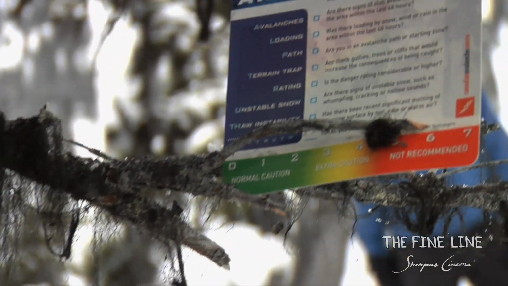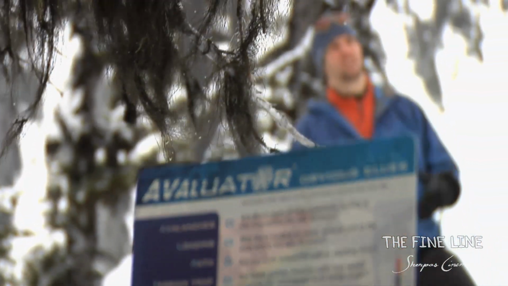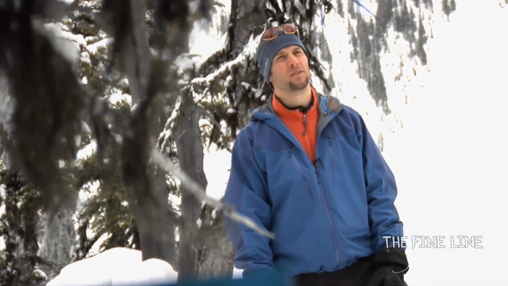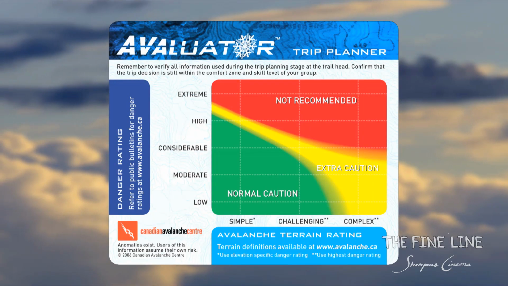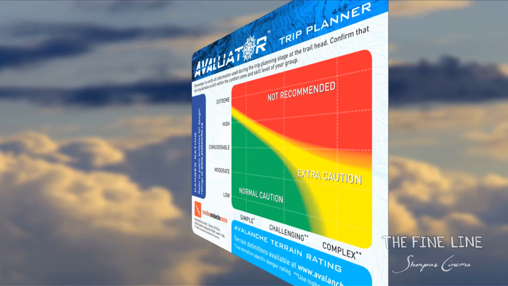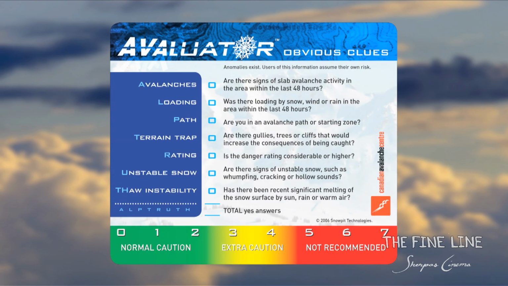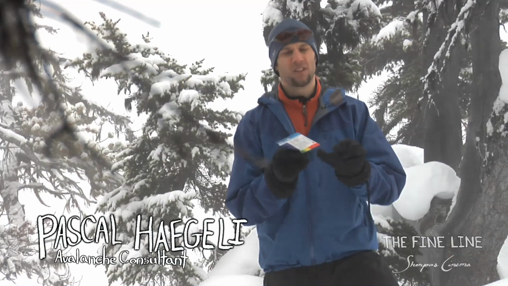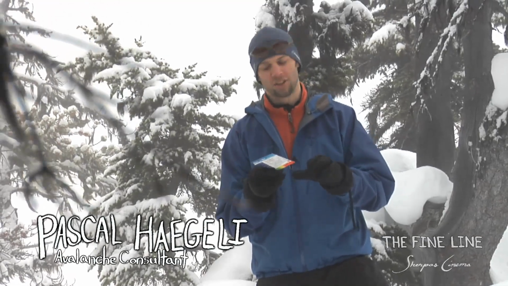My name is Pascal Haegli, and the Evaluator is a card that helps people make better decisions when they go into avalanche terrain. There's 2 parts to the card. On the front, there's a trip planner, and then on the back side, there's this list of obvious clues. So the trip planner basically helps you choose an appropriate trip for the current avalanche conditions.